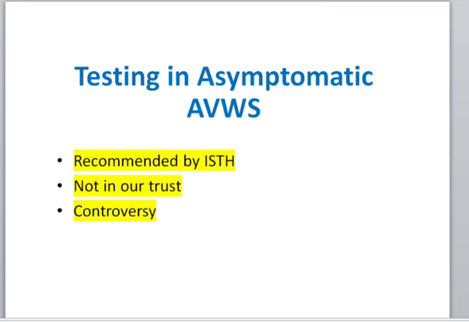This question can be asked in the viva, so be prepared for it. The examiner can ask you, can I test an asymptomatic patient for acquired von Willebrand syndrome? Because you have a lot of polycythemia patients, essential thrombocythemia patients, multiple myeloma, all hematological malignancy patients are present, and would you test them for acquired von Willebrand syndrome if they are asymptomatic?